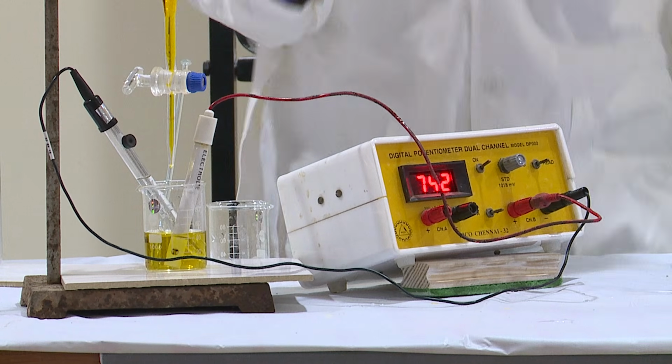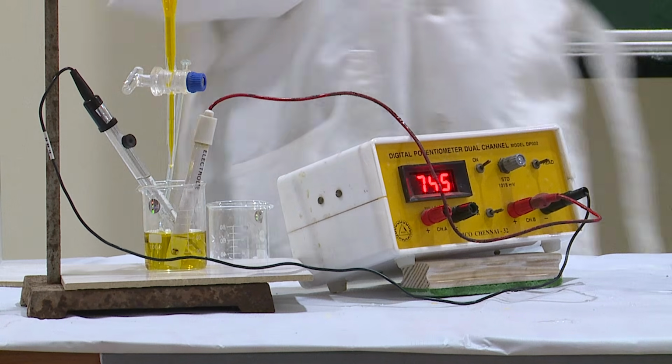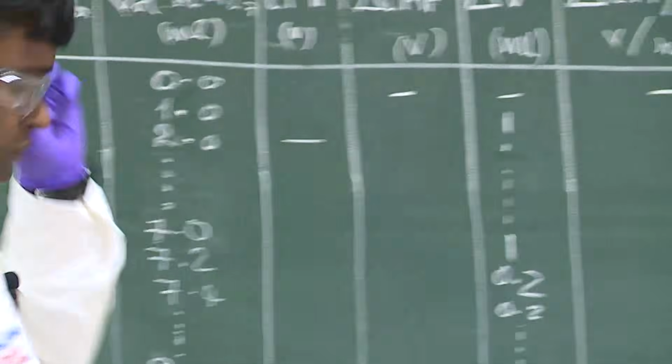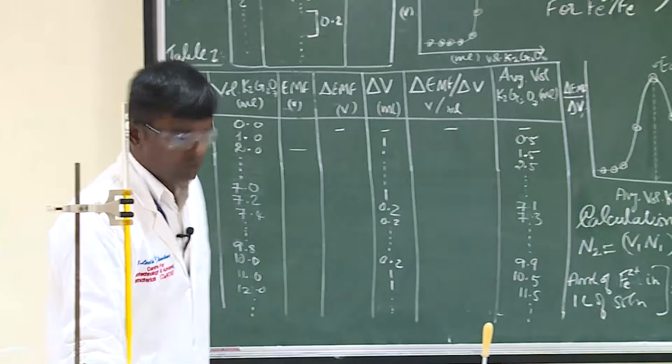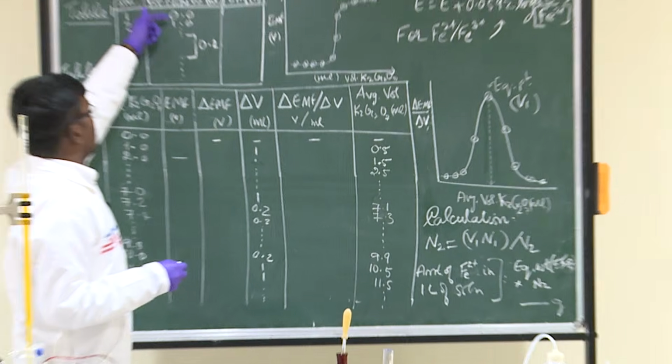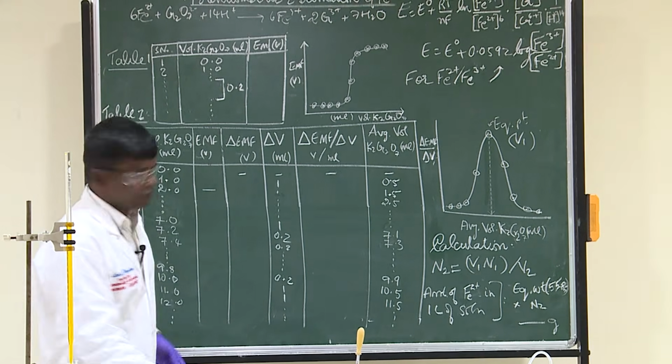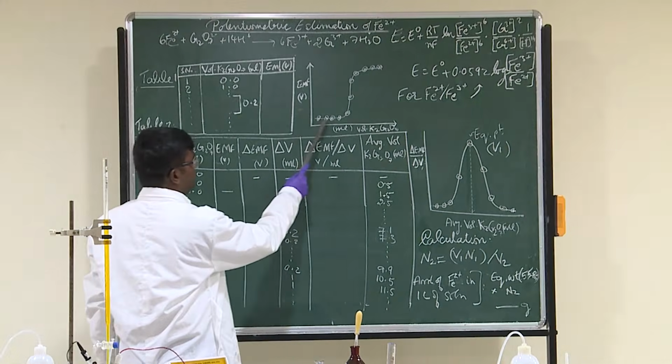So, I will stop here, right. Whatever readings have been taken, we will put in the tabular column, right. So, when I added 1 ml each from 0, 1, 2, what you have witnessed is that there is a small increase in the EMF.